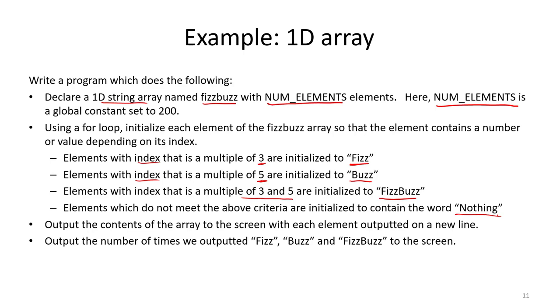After we've initialized this array, we are asked to output the contents to the screen with each element on its own line. And we need to output the number of times we outputted fizz, buzz, and FizzBuzz to the screen. We'll need to use a counting variable to help us. Actually, 3 counting variables. That way we can keep track of how many times we've outputted each of those words.